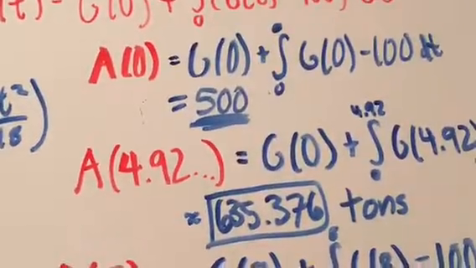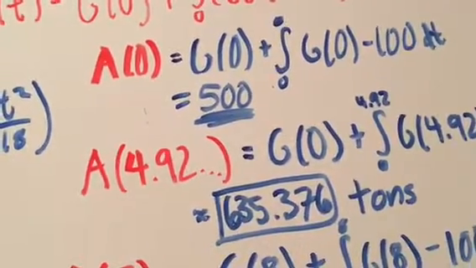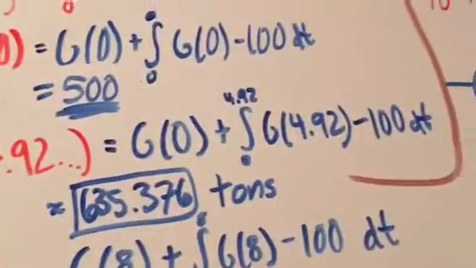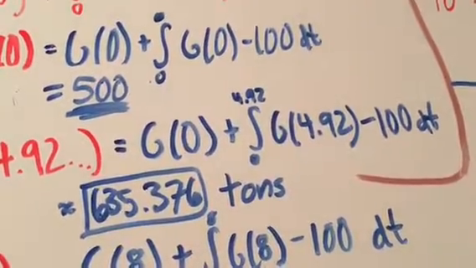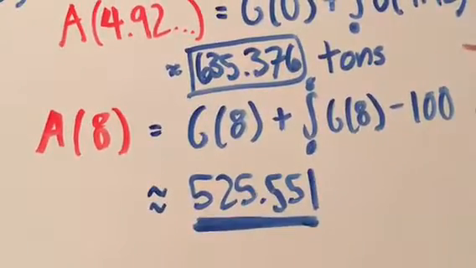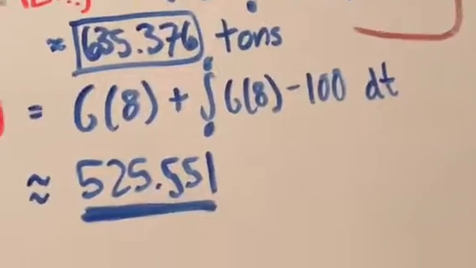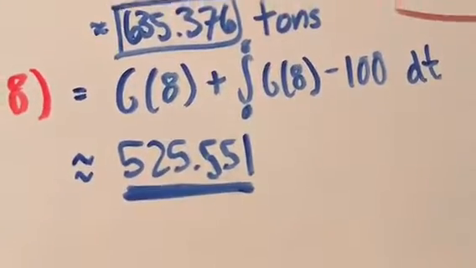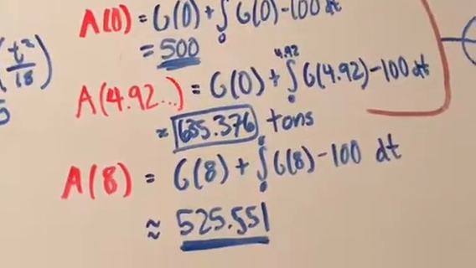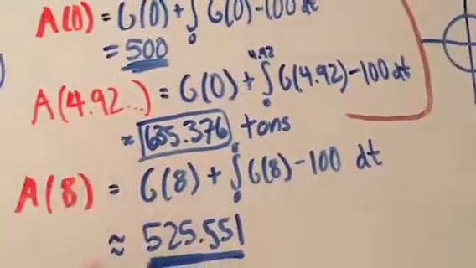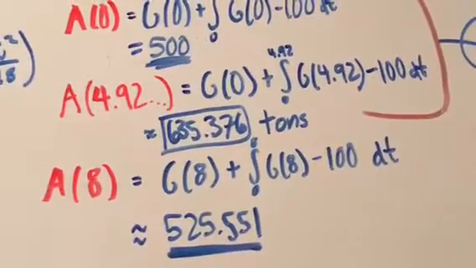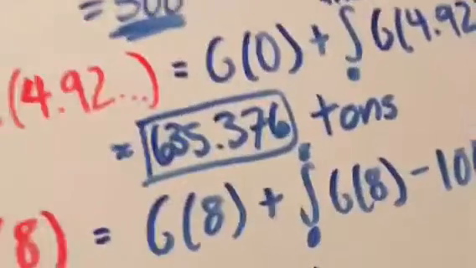And then if we type in 4.92, using the stored value in the calculator, we get about 635.376 tons. And then finally plugging in 8, because that is the upper limit of integration, 8 hours, we get about 525.551 tons of gravel. So we can just look at these numbers and we can tell that the amount of unprocessed gravel is the greatest when the time equals 4.92 hours. And then remember to put units right there.